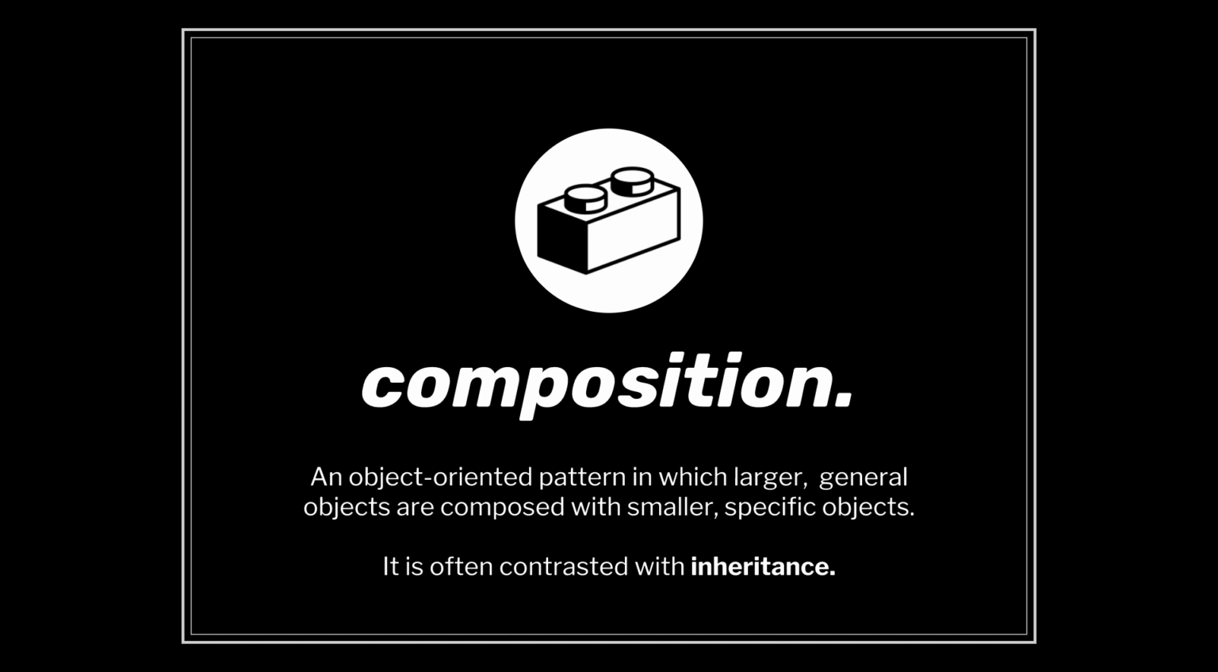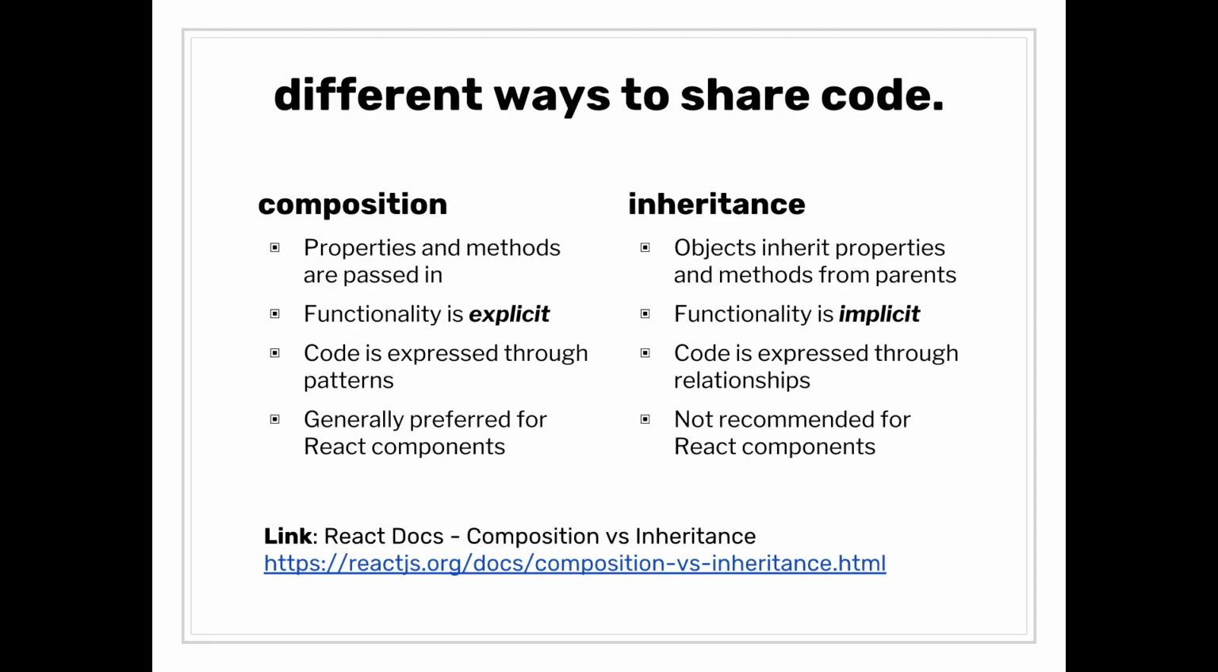So this is how I would define it. Composition is an object-oriented pattern in which larger general objects are composed with smaller specific objects. It's often contrasted with inheritance. So how many of you know what inheritance means? It's not super important for this talk, but we'll just go over the differences real quick. They're both basically ways to share code, patterns, functionality, and any abstractions for reusable parts in software. You probably are already using a combination of these patterns already, especially if you're using React.